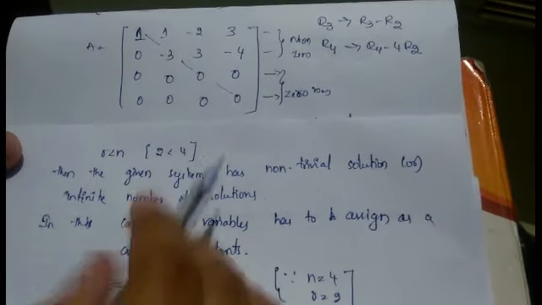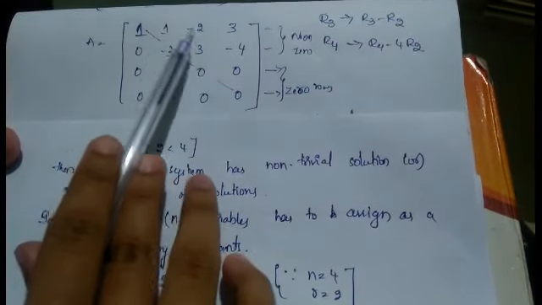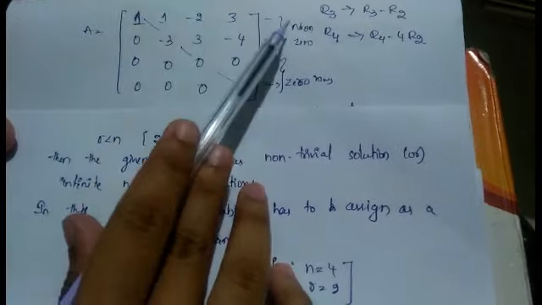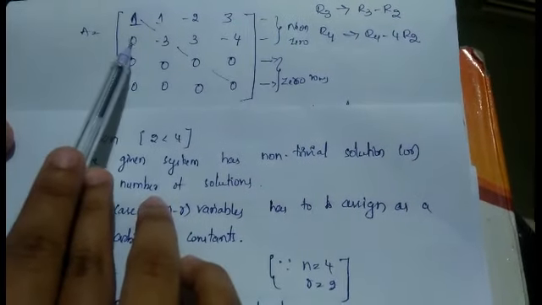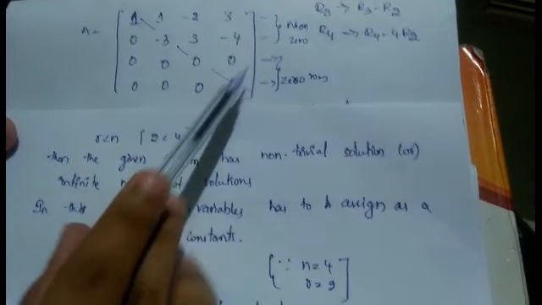Now write the equations from this echelon form of matrix as x plus y minus 2z plus 3w is equal to 0, and 0x minus 3y plus 3z minus 4w is equal to 0.